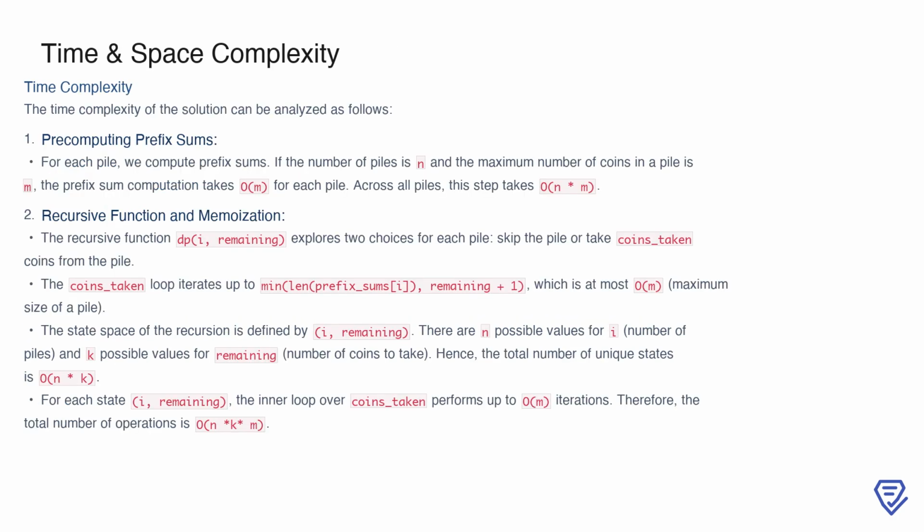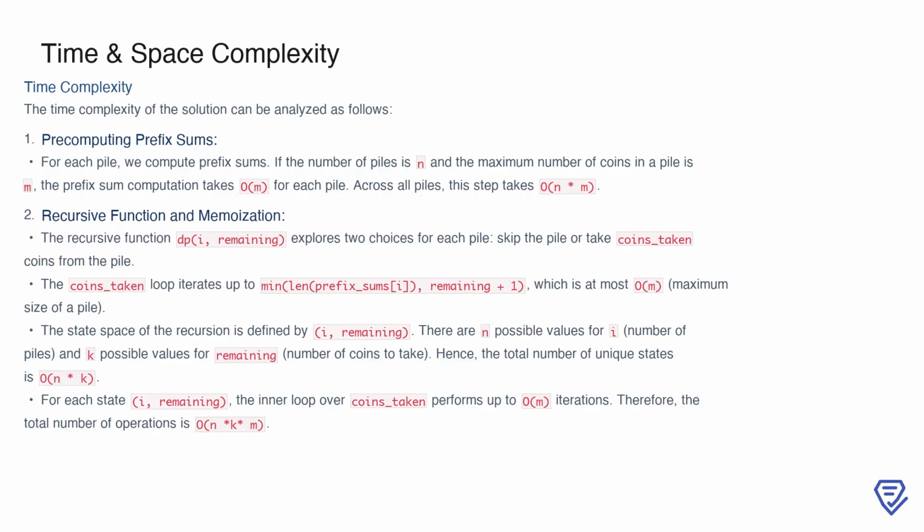To analyze the time complexity of our solution, we start with the pre-processing step. For each pile, we calculate its prefix sums, which helps us quickly compute the sum of coins when making choices later. If there are n piles and the maximum number of coins in any pile is m, computing prefix sums for one pile takes m time. Doing this for all piles results in a total time complexity of n*m for this step.